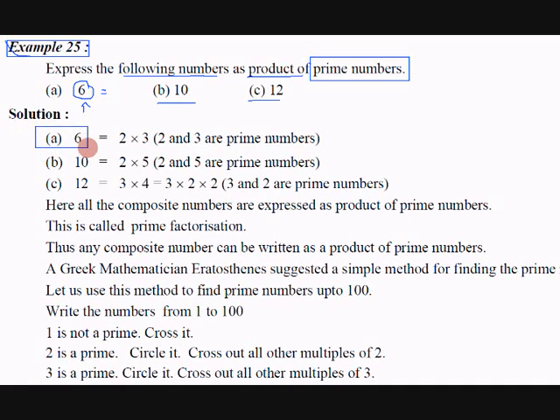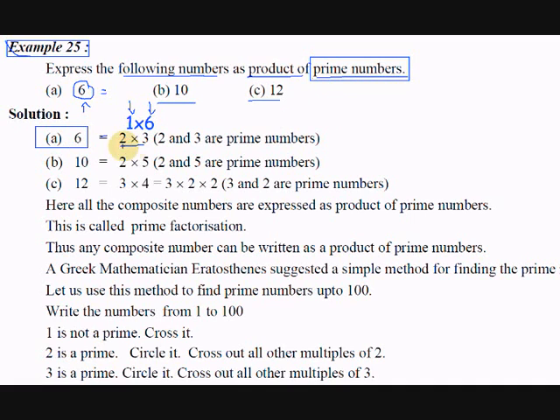Solution 1. For A, 6. How do we write 6? 2 into 3, right? What is the other option for writing 6? 1 into 6. But in this case, neither 1 is a prime number nor 6 is a prime number. 6 is a composite number. Therefore, it does not meet the requirement.